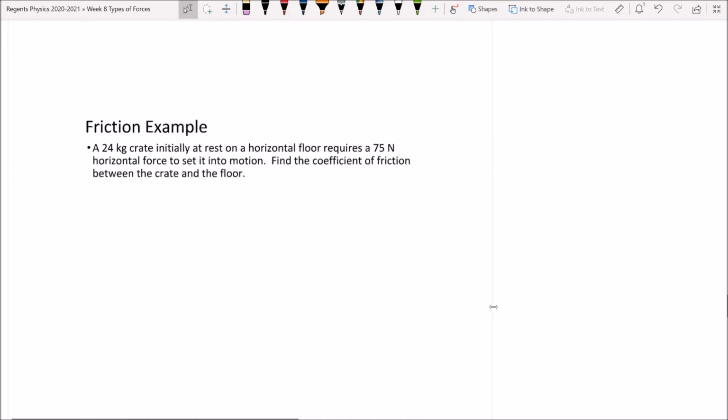So let's do an example here. It says a 24 kilogram crate at rest on a horizontal floor requires a 75 Newton horizontal force to set it into motion. Find the coefficient of friction between the crate and the floor. So here we have it, right?